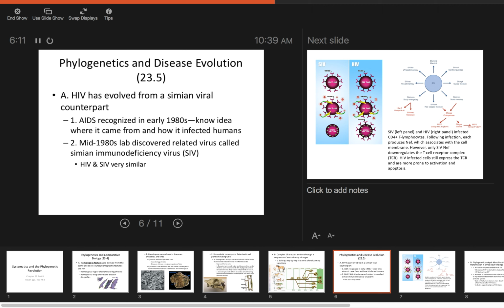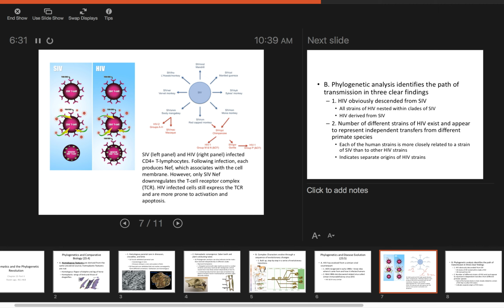AIDS was recognized in the early 1980s. No one knew exactly how it came about or how it affects humans. It scared people. Then in the mid-1980s, labs discovered that the virus came from SIV, or simian immunodeficiency virus, and that these two are actually very similar. So here's SIV, this is what it looks like. It targets CD4 T-cells in chimpanzees as well as in humans, but it is slightly different. So we do have some slight differences.